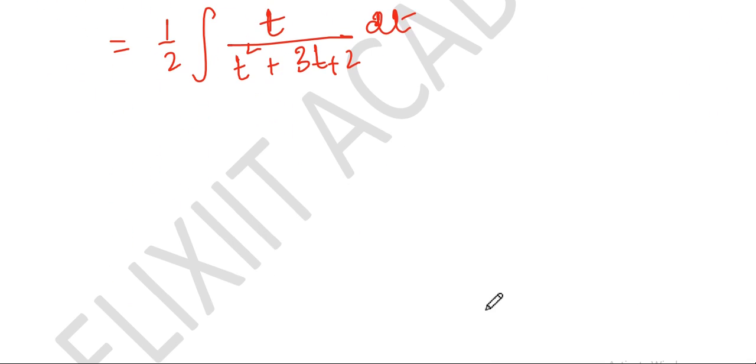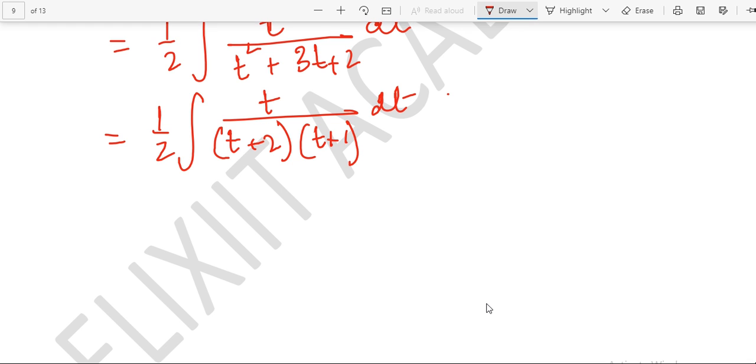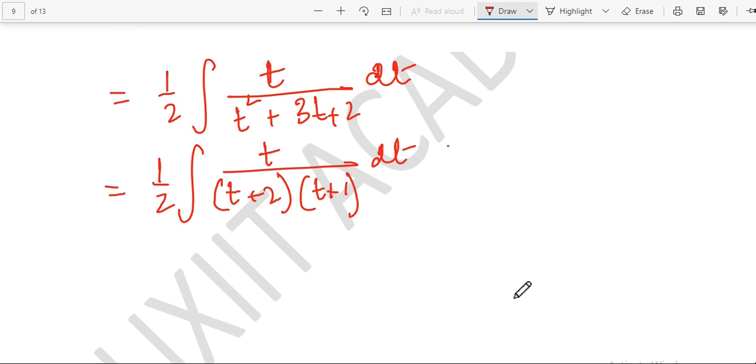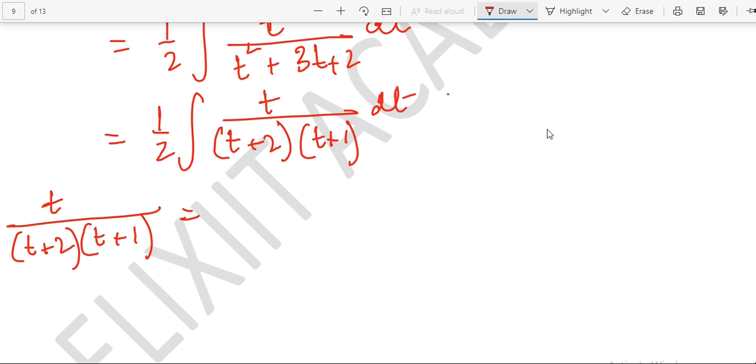Now what we have to do? Let us first check if we can break this into factors or not. This can be easily factorized. So this is half of integration t divided by t plus 2 multiplied by t plus 1 dt. Now we can easily integrate by partial fractions. So we can write t by t plus 2 multiplied by t plus 1 equals a by t plus 2 plus b by t plus 1.